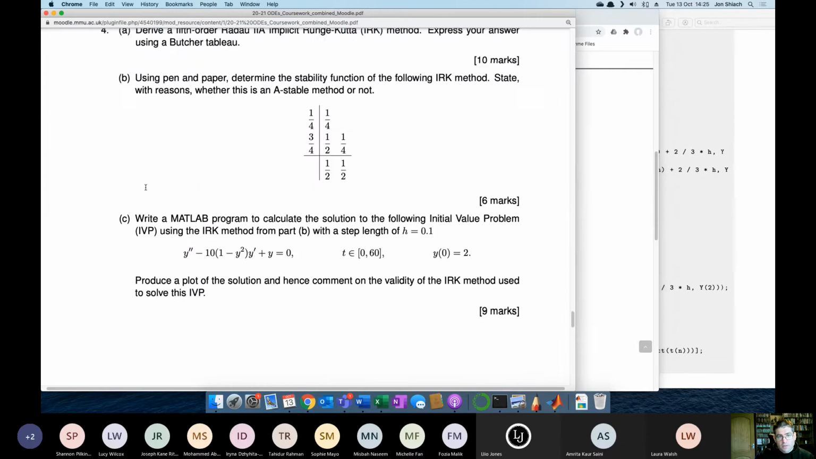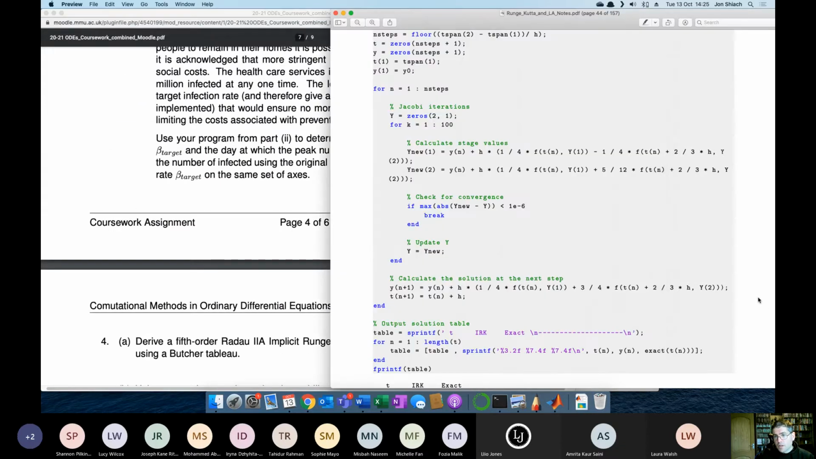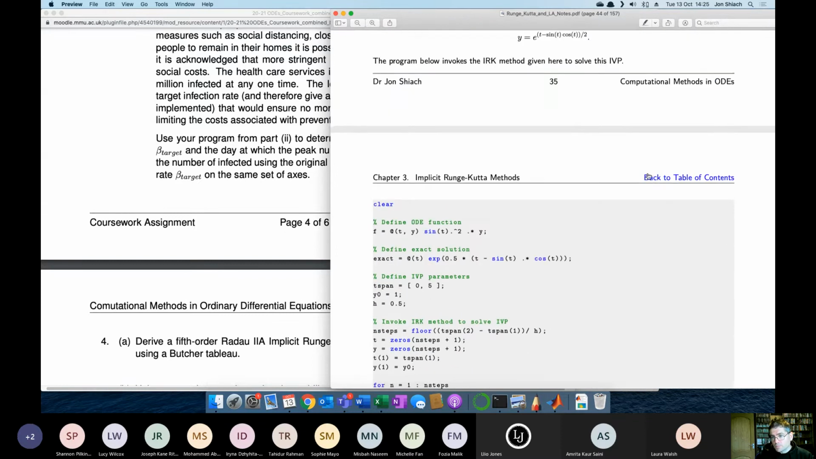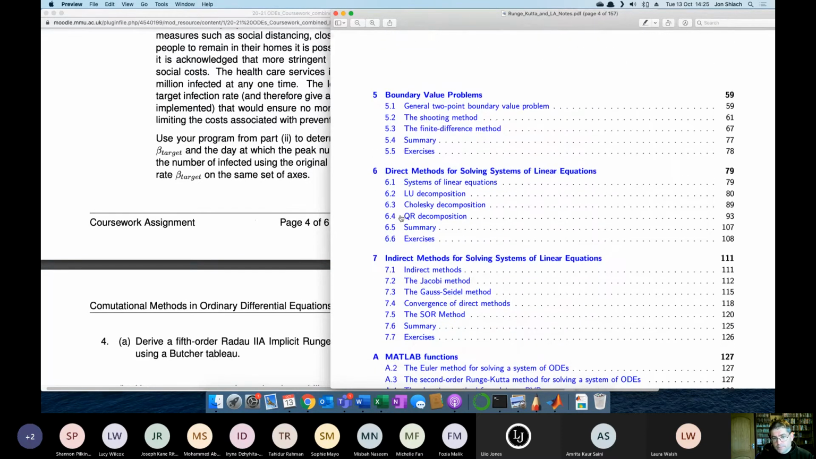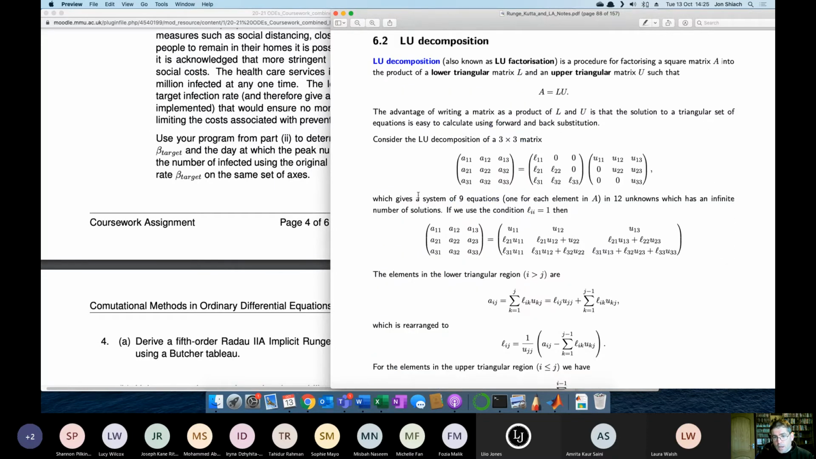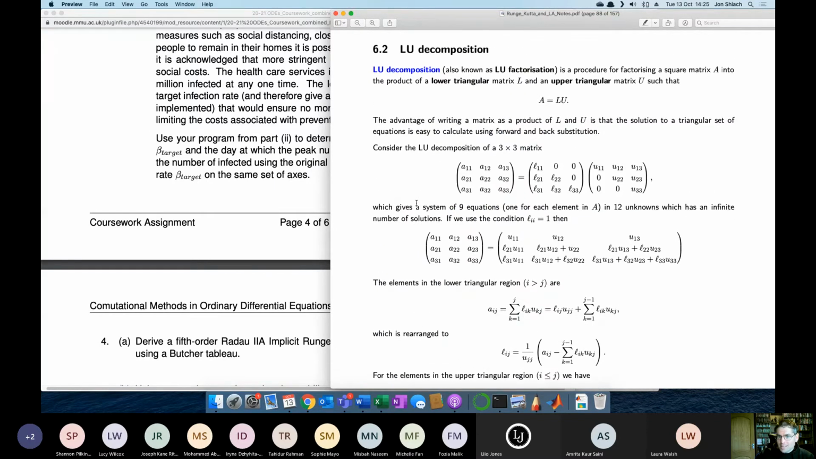direct methods, because these are bound to pop up on the exam. So I'm just going to go to direct methods in the notes. Now I want to revisit LU decomposition. So I'm going to make up, off the top of my head, another example.